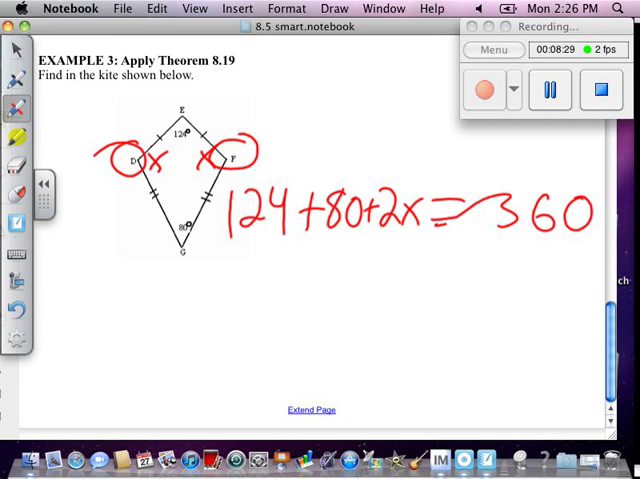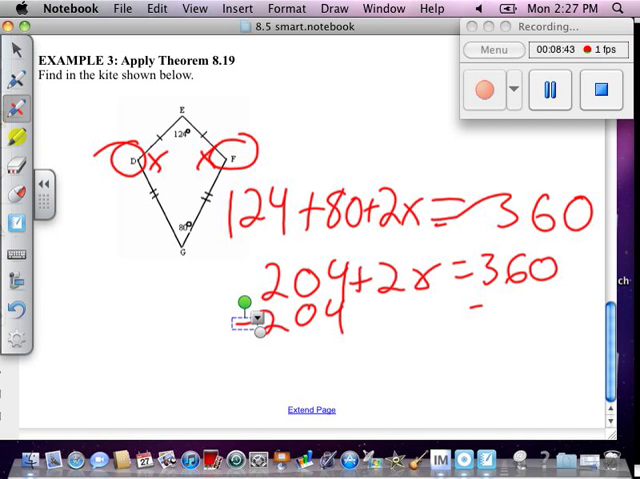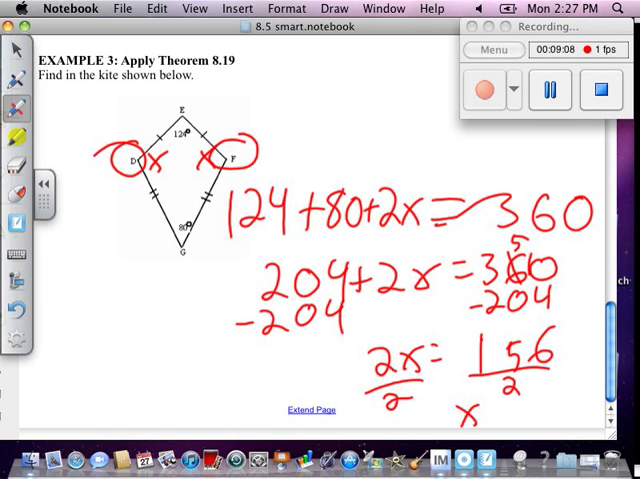All right, so I'm going to go 124 plus 80. 204 plus 2x equals 360. Subtract 204. So I get 2x equals 156. Oh, 160 minus 4 is not 8, thank you. Divide by 2, and what do we get? X equals 78.